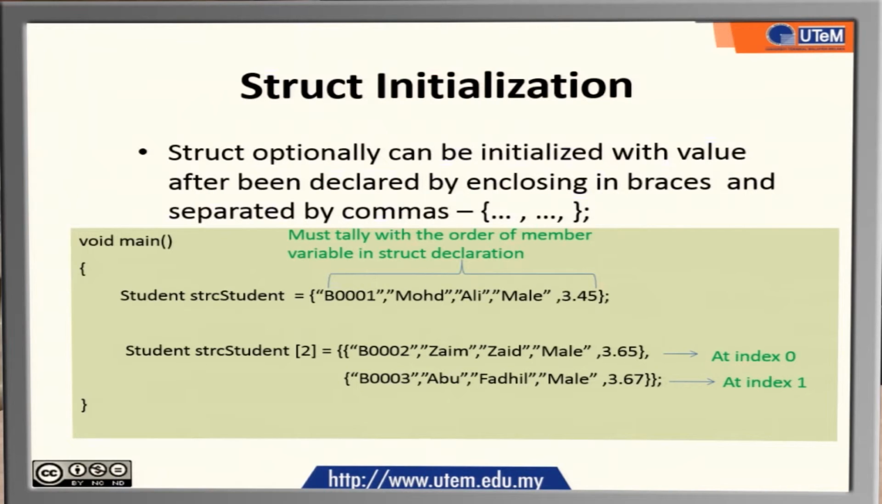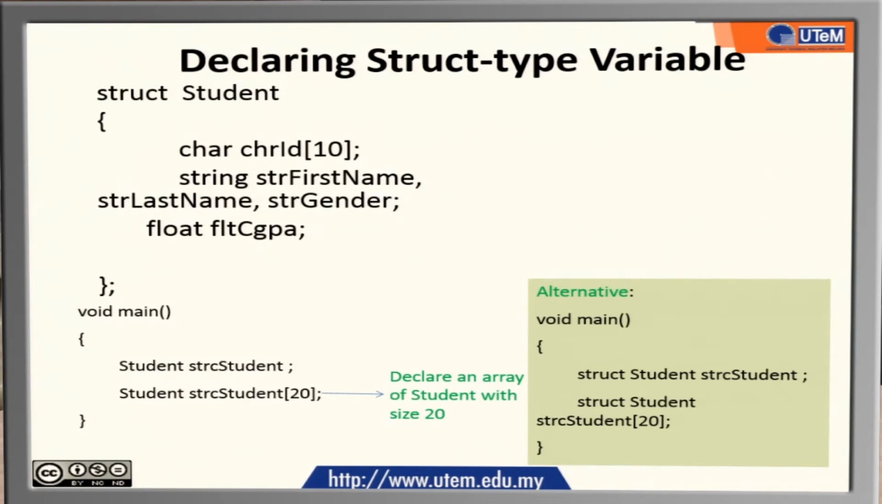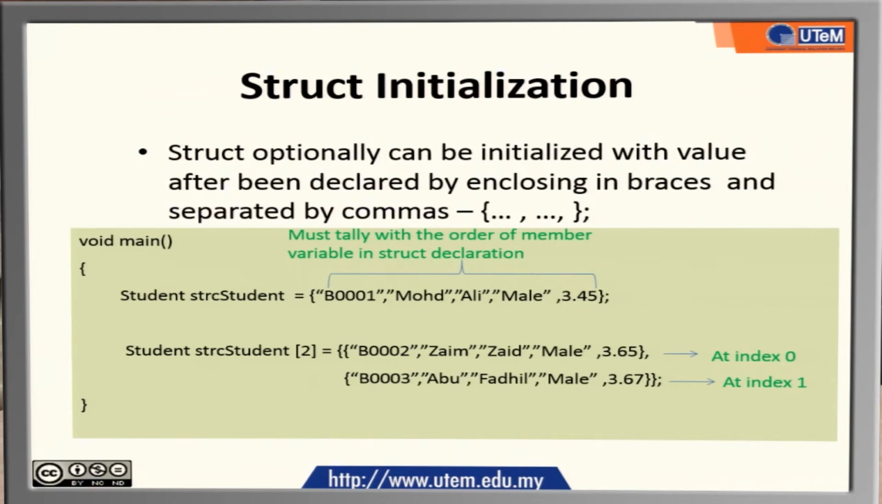Take note that the values must tally with the order of the member variables in the struct declaration, which means if you see here that char ID is the first member, followed by string first name as the second variable, last name as the third variable, gender as the fourth, and lastly float CGPA is the last member. So the values must tally with the declaration. You cannot put the float 3.45 as the first one because the first one is actually a char type.